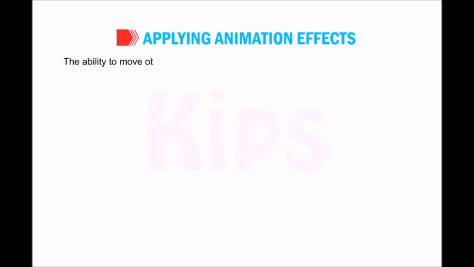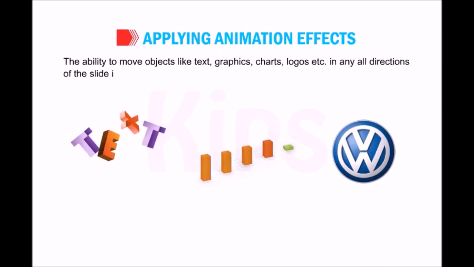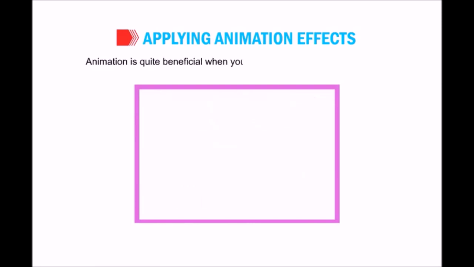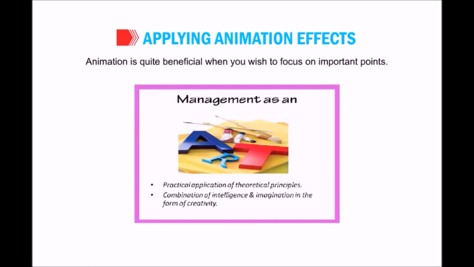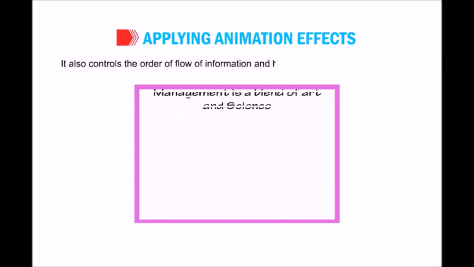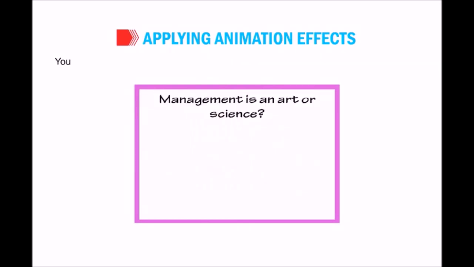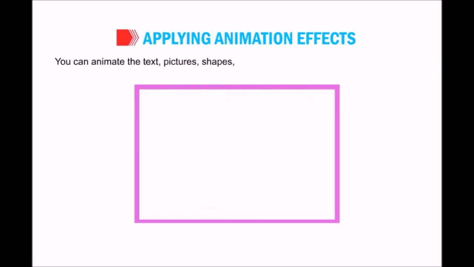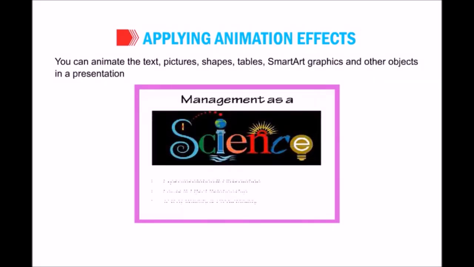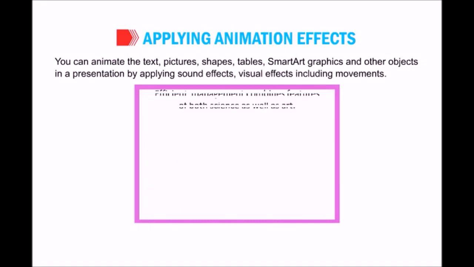Before moving forward, let us first learn about applying animation effects. The ability to move objects like text, graphics, charts, logos, etc. in any direction of the slide is called animation. Animation is quite beneficial when you wish to focus on important points. It also controls the order of the flow of information and helps in increasing the interest of the audience. You can animate the text, pictures, shapes and tables, smart art, graphics and other objects in a presentation by applying sound effects, visual effects, including movements.